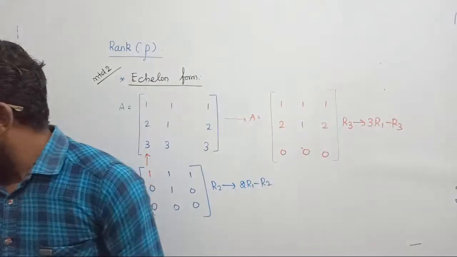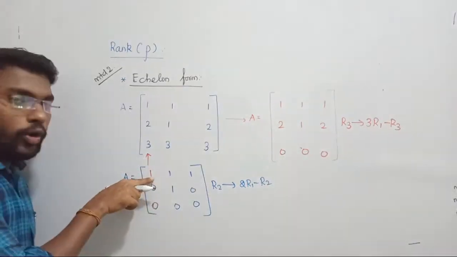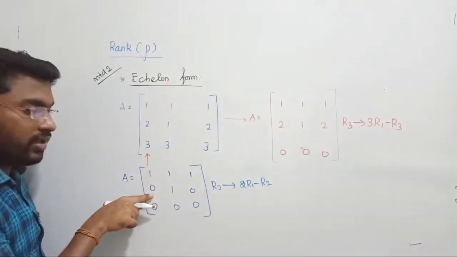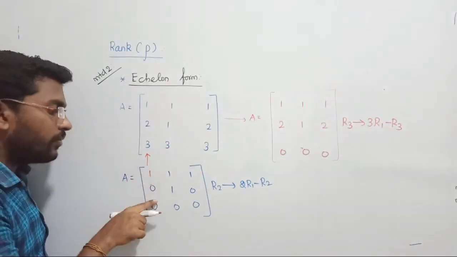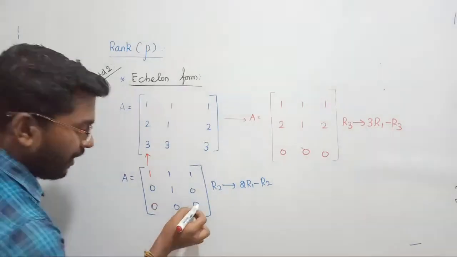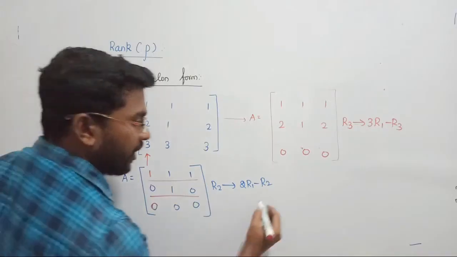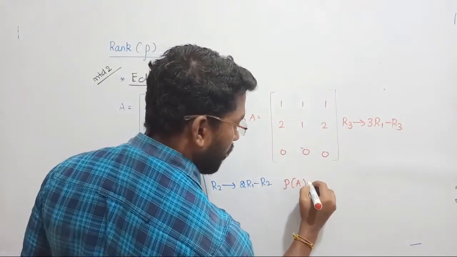The thing is, your target is what? The values below the top row, the first row, just need to become 0. If you have reached 0 up to the values below the first row, after that you cannot go further. Just stop the operation and then write the answer. Anyway, the last row is 0. How many non-zero rows are there? 1, 2. So the rank of the matrix is what? 2 only. You cannot go further.